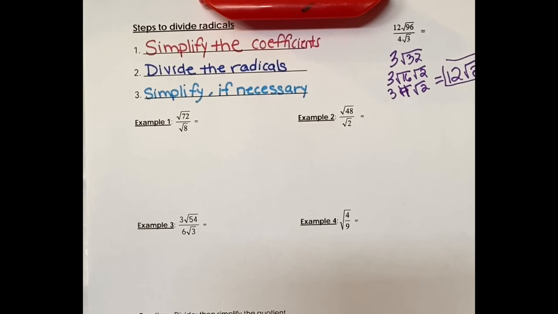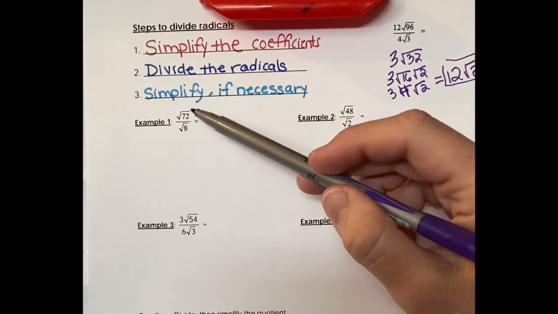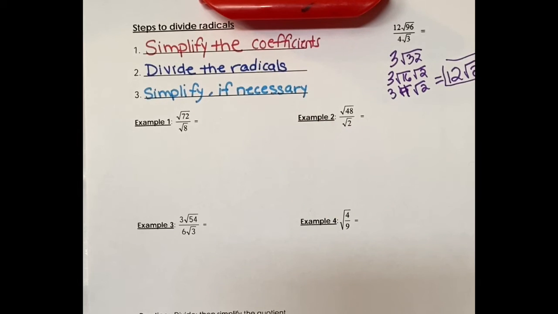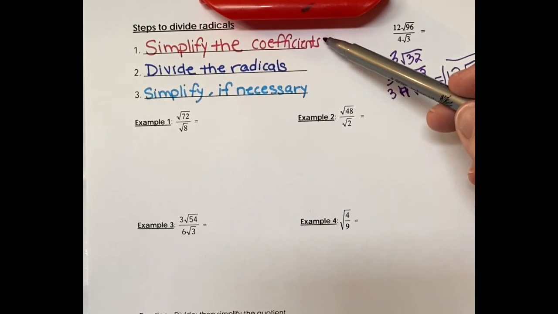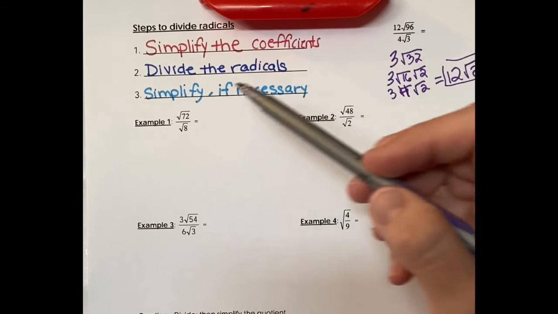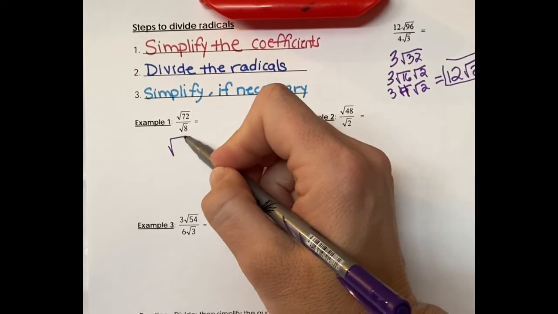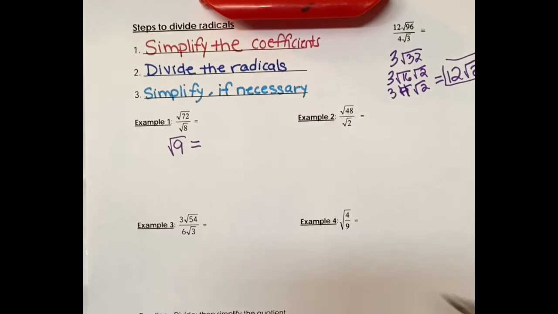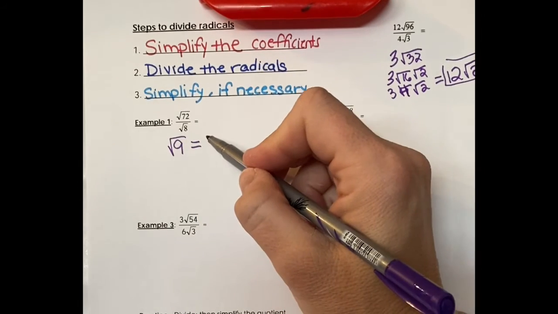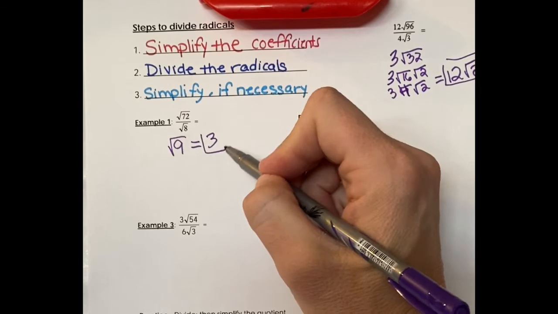So let's go do some additional problems. Example number 1, we have radical 72 divided by radical 8. So we don't have any coefficients, so now we're going to divide our radicals. So 72 divided by 8 would be radical 9, and radical 9 would be 3, because the square root of 9 is equal to 3.